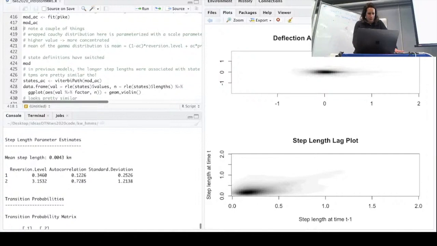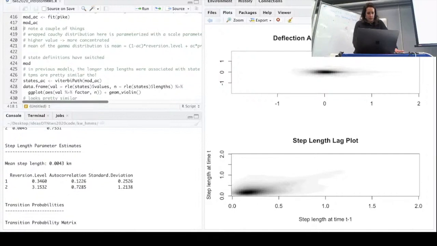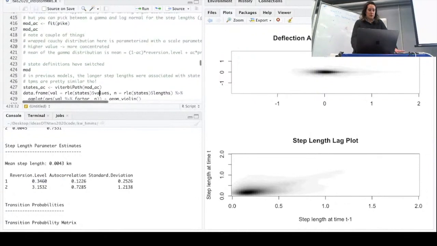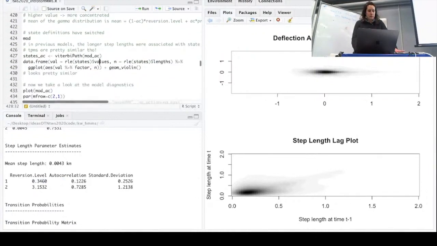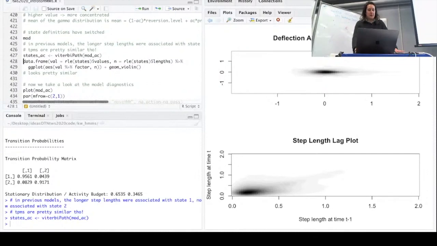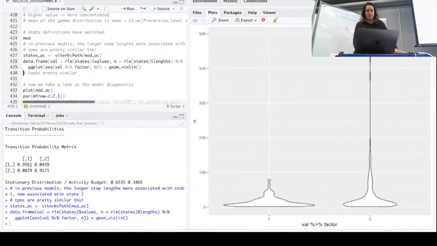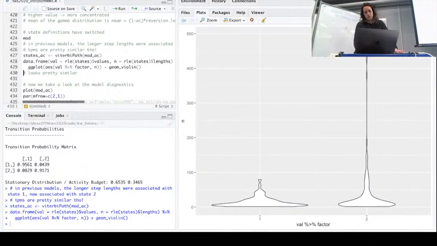In this case, the higher step lengths are going to be in state 2. We can see because we have a higher reversion level and a higher autocorrelation. So the larger step lengths are state 2, so that traveling behavior is in state 2, and the residency behavior is in state 1. So the state definitions have actually switched from the previous one, I think. We can get the states using the Viterbi path function, and then we can look at these plots again. Yeah, similar interpretation.